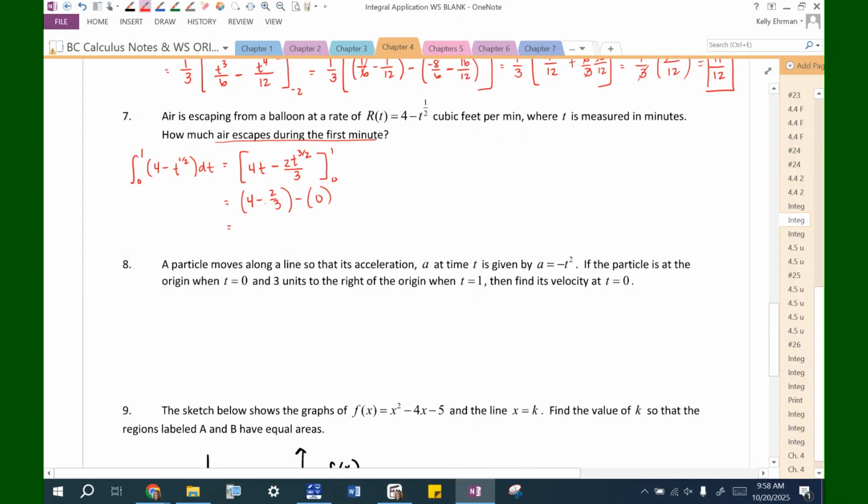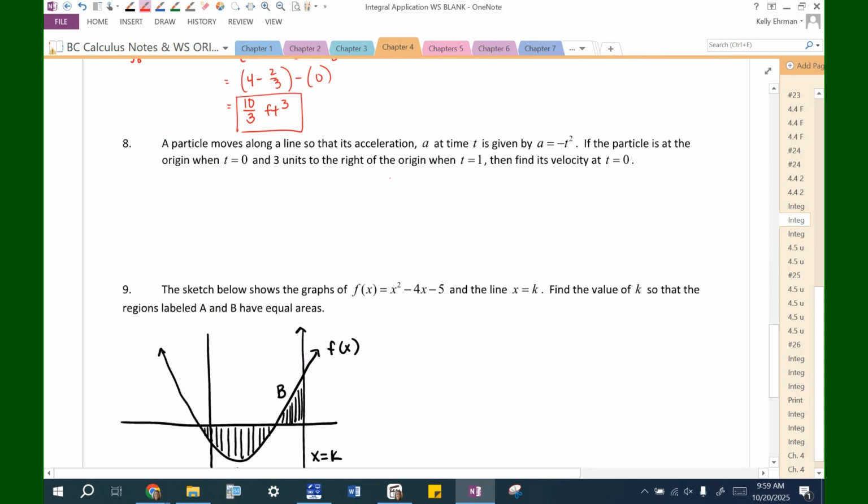So what is this? 12 over 3 minus 2 over 3 is 10/3. And what's my label? This is how much air, and this is cubic feet per minute times minutes. So this is cubic feet. That's how much is leaked out.